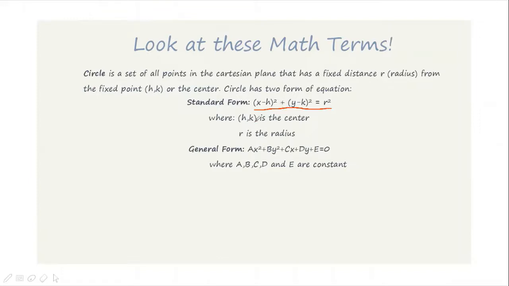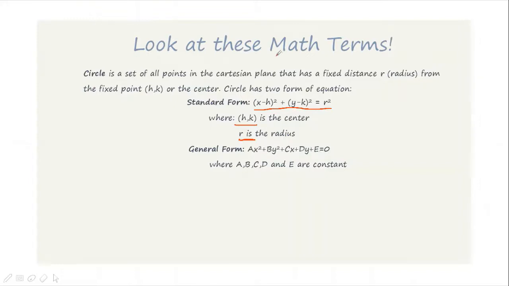So our (h, k) is the center. Again, the center is h comma k, and the radius is r. Then we have the general form, which is ax² + by² + cx + dy + e = 0, where a, b, c, d, and e are all constants.